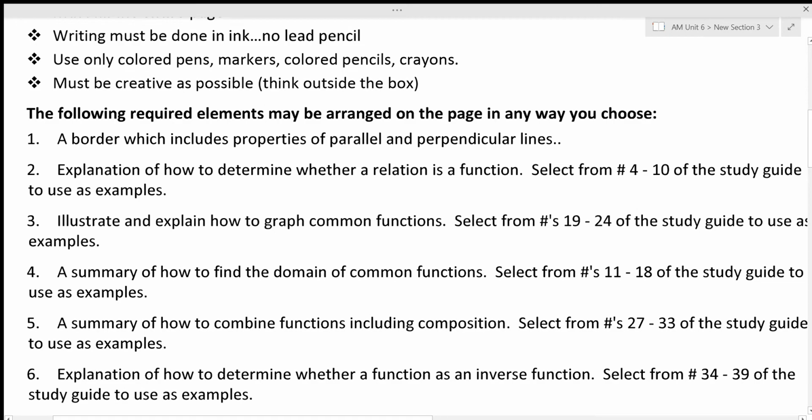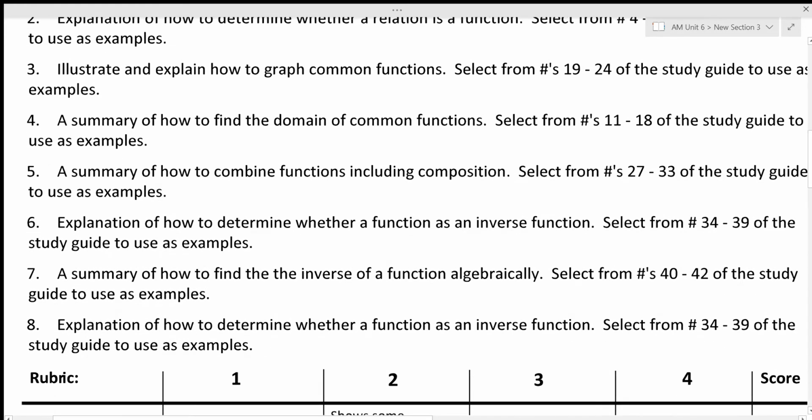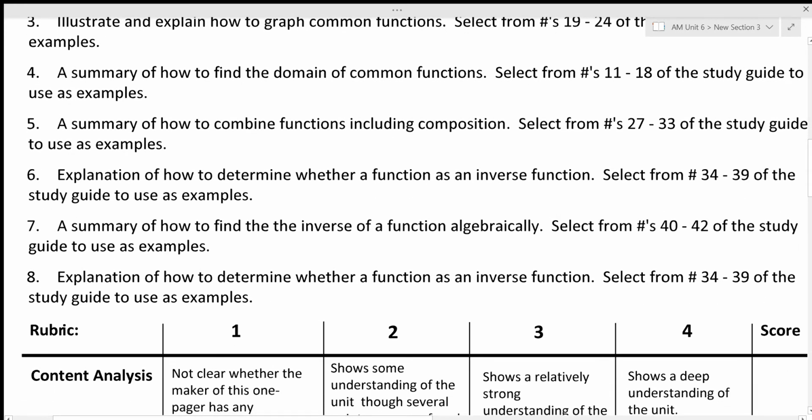All right, class. Ready. There is a little bit of a typo on your one pager. If you go down to number 8, you're going to see that number 8 and number 6 are exactly the same. So I'm going to change number 8 to the following. Instead of an explanation of how to determine whether a function is an inverse, I'm going to say an explanation of how to find the difference quotient.